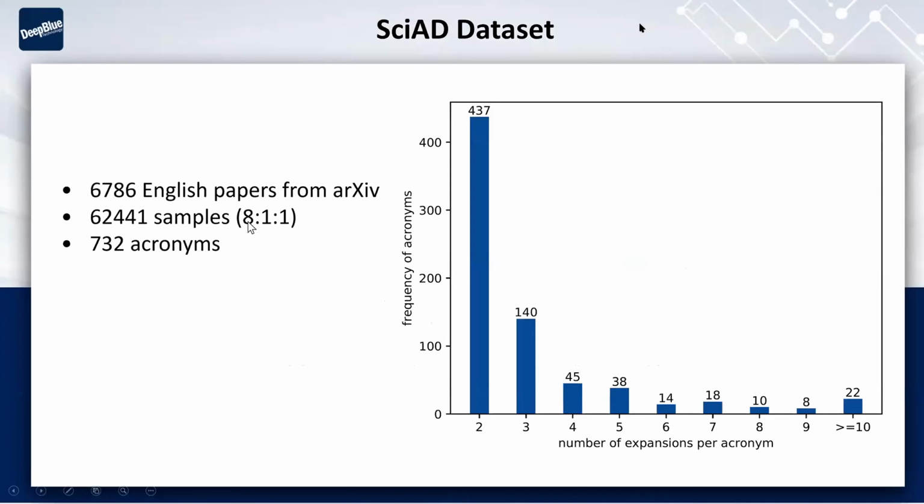In this task, we use the AD dataset called SciAD, released by the organizer of the SDU workshop, to train the model. This dataset is collected from thousands of English papers from arXiv. It contains 62,441 samples and has 732 acronyms. The figure here shows the distribution of the number of long forms per acronym.